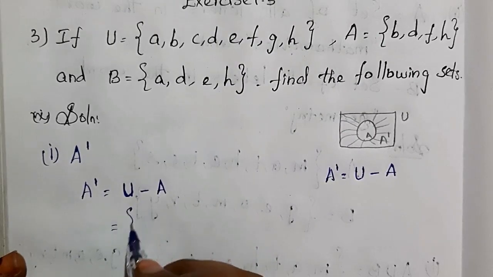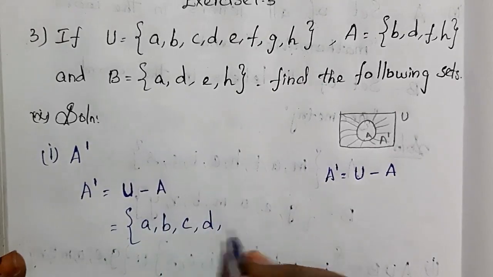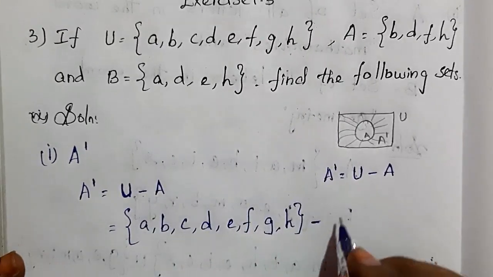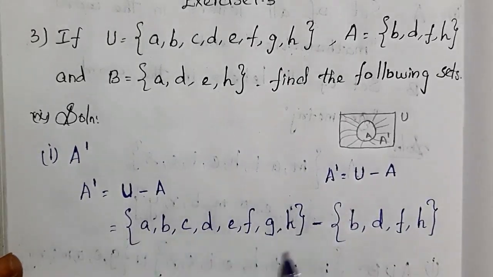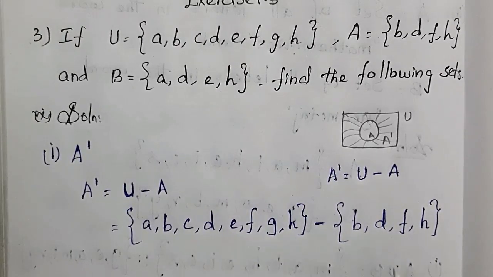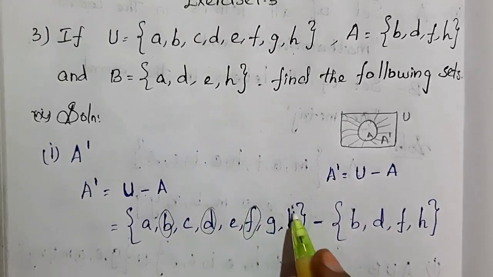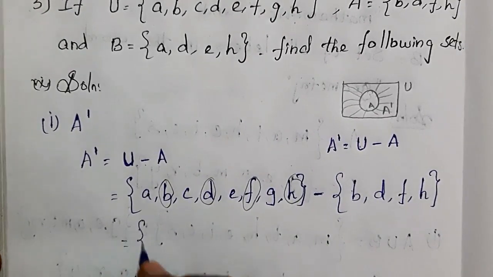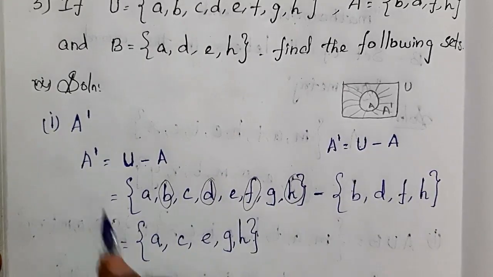Then that is equal to the U value, which is A, B, C, D, E, F, G, H, minus the A value, which is B, D, F, H. So from the universal set we remove A, then we will get A complement. Okay. What are the A elements here? B is an A element, D is, F is, and H is. These all are A elements. So the remaining elements are the set of all A, C, E, G. So this is your A complement.